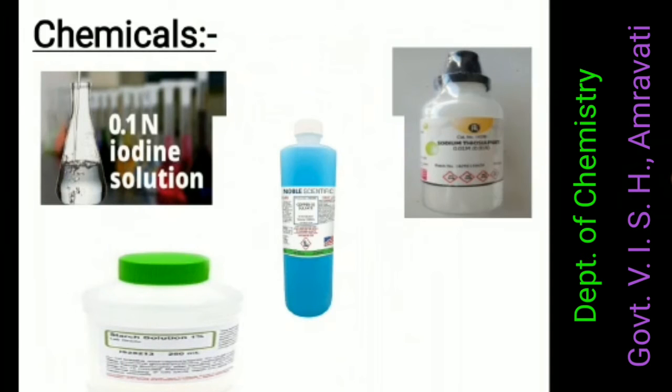After that we'll see the chemicals which are required. So chemicals required are 0.1 normal iodine solution. After that we'll need 0.1 normal hypo, sodium thiosulfate. After that we'll need 0.1 normal CuSO4 solution, and lastly we'll need 10% starch solution.